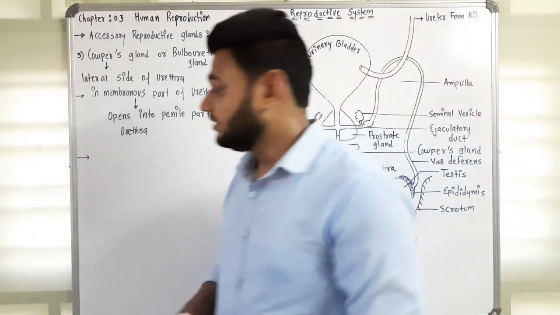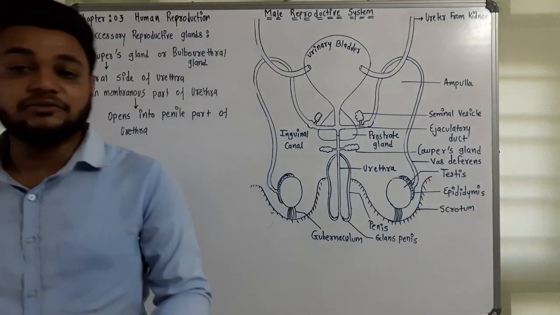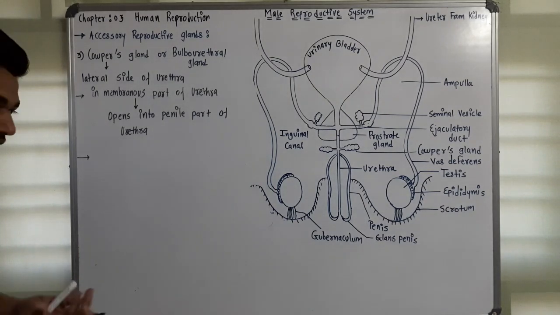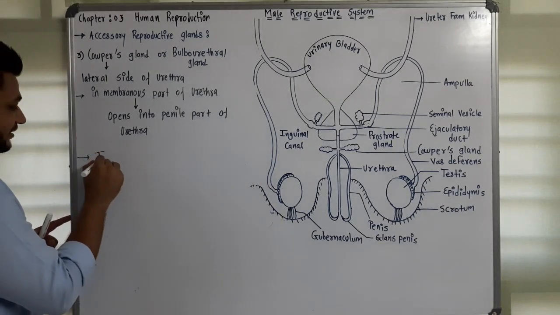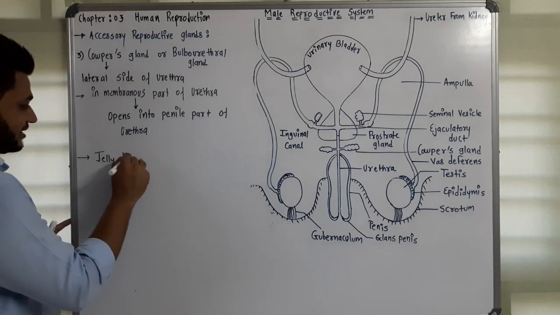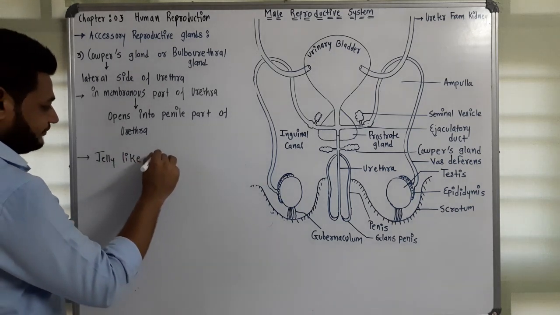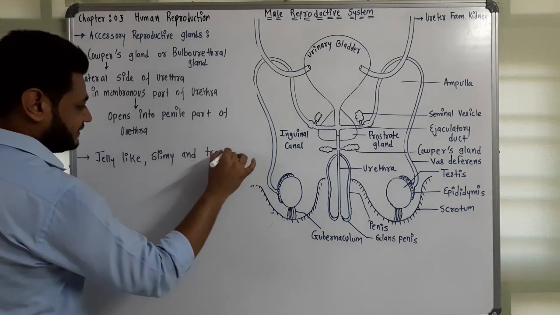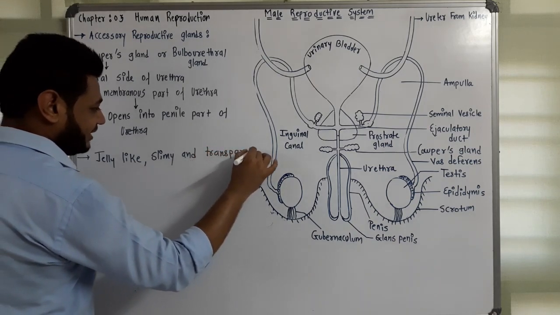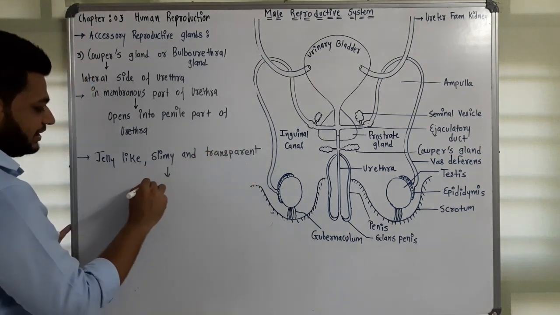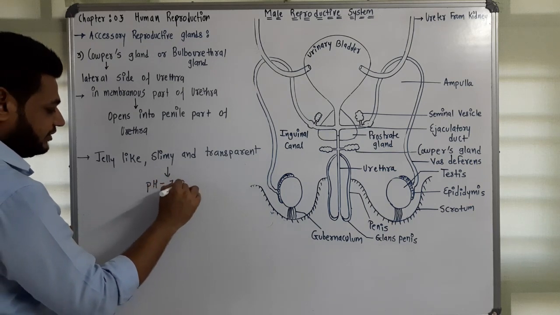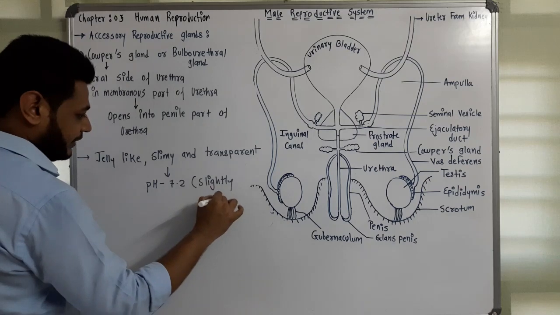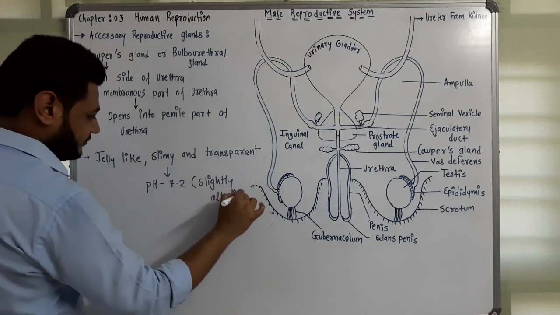This is secreted before the ejaculation of the semen. This is a type of fluid which is jelly-like, transparent, slimy, having a slightly alkaline pH. The pH is 7.2, slightly alkaline. Okay, so this is the thing.